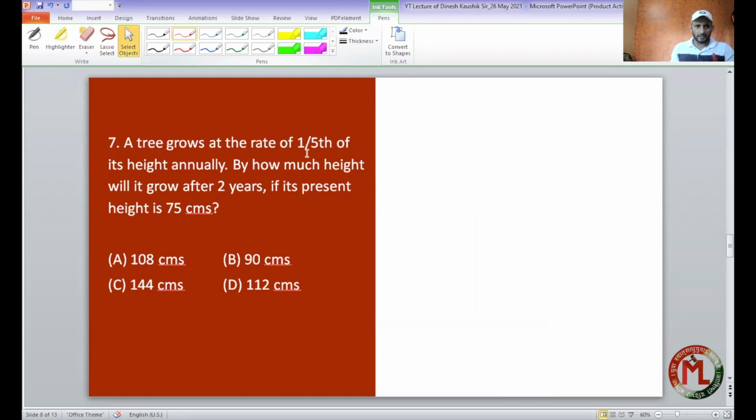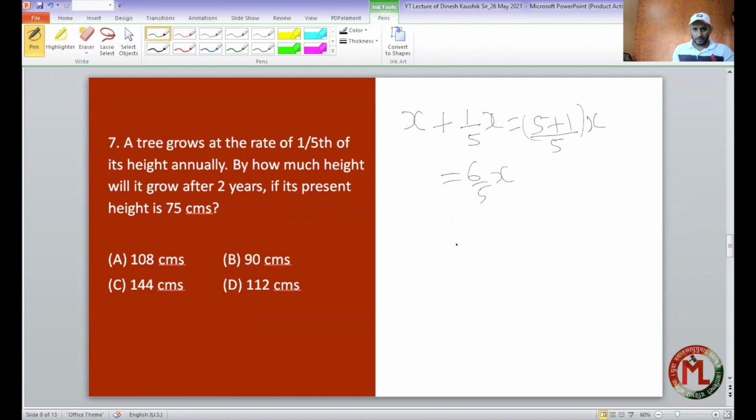A tree grows at the rate of 1/5 of its height. My dear, suppose there is a number x. If this number increases by 1/5 of itself, 1/5 of x, what will you get? 5 is the LCM. So this will become (5 plus 1) into x over 5. So can I say 6/5 x? So this is the trick here.